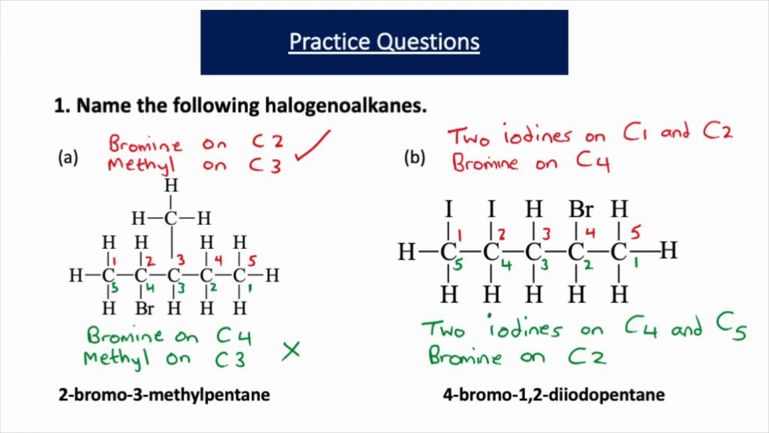Now remember, it starts with bromo because it's alphabetical order. Bromo comes before iodo. So it's 4-bromo-1,2-diiodopentane. And there are hyphens between words and numbers and commas between two numbers.